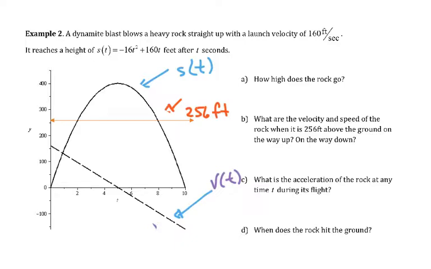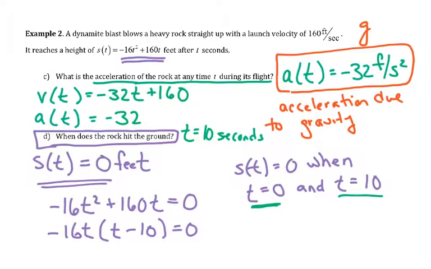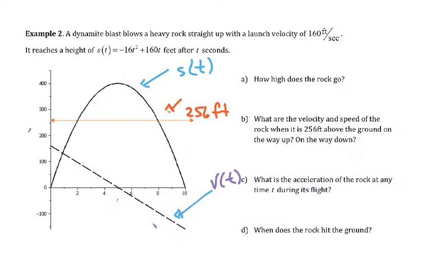I didn't graph acceleration, but what was it? It was a constant function, negative 32. So it would be somewhere like this, acceleration like that, negative 32.